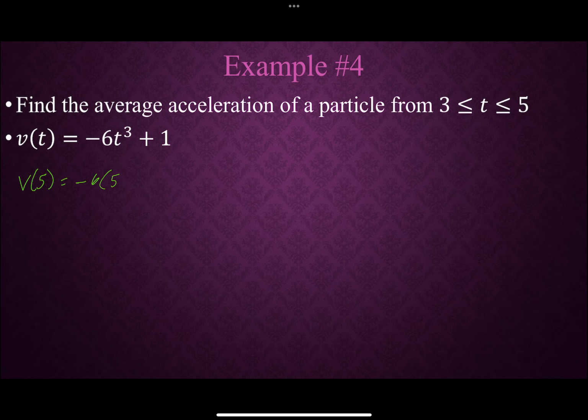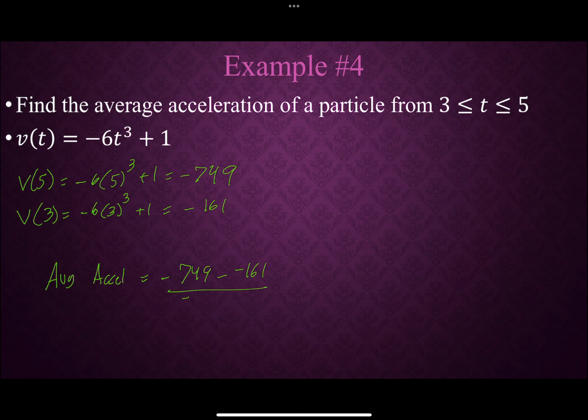So negative 6 times 5 cubed plus 1 is going to get us a negative 749 when we finish calculating it out. Velocity at 3, negative 6 times 3 cubed plus 1 is going to give us a negative 161. So our average acceleration would be the negative 749 minus a negative 161 over 5 minus 3. Get negative 588 over 2, which is negative 294.